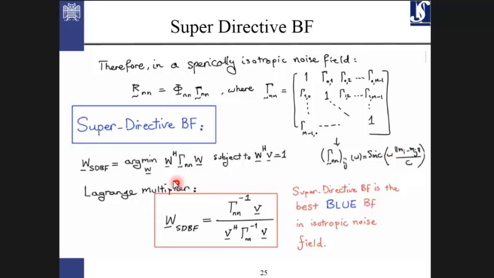It doesn't depend on anything else, like the position of the sources, and so on. Now you have this problem to be solved, and you get the result. If you do the Lagrange multiplier, the SuperDirective beamformer will come up like this. You can calculate this matrix offline. The coherence matrix can be calculated in an offline process.